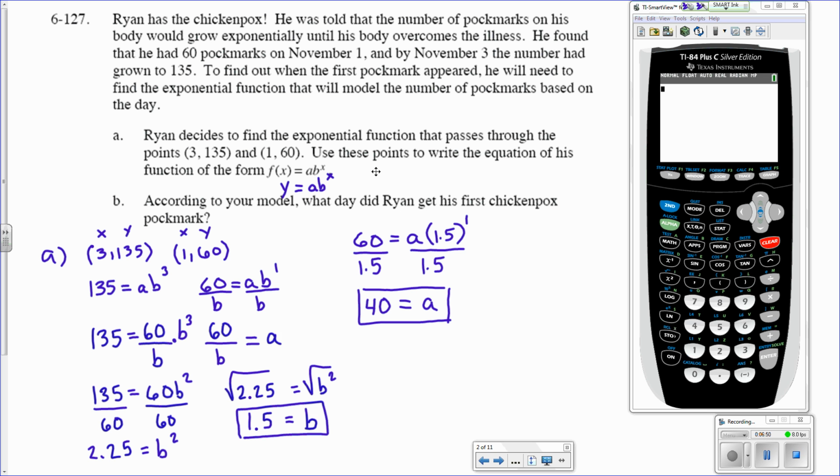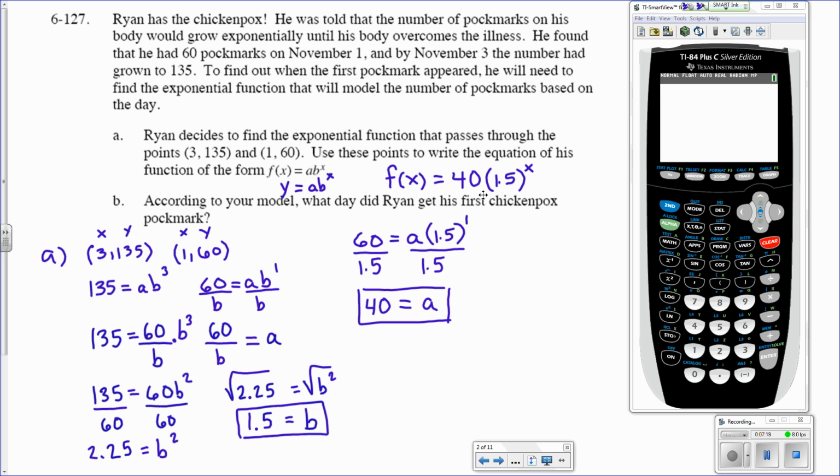And we can write out our equation, and I'm going to change it to f of x since that's what it's asking for. We're going to say that f of x equals a, which is 40, times 1.5 to the power of x. That's our equation for part A.